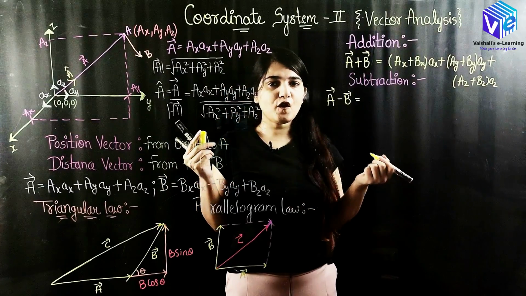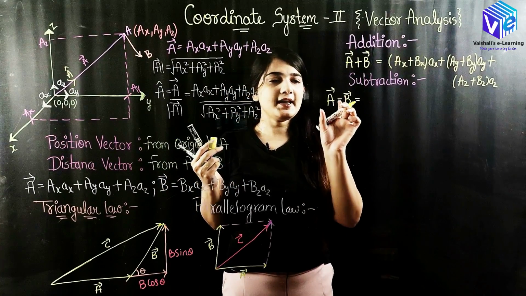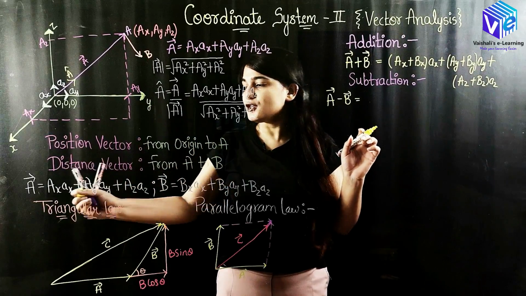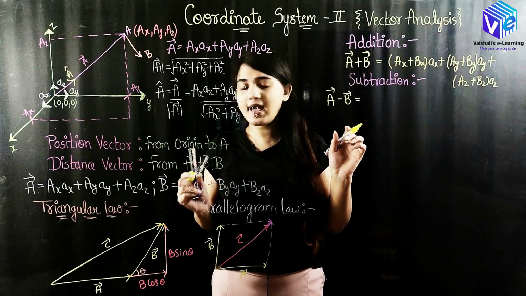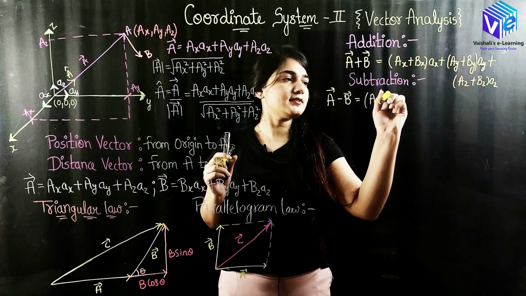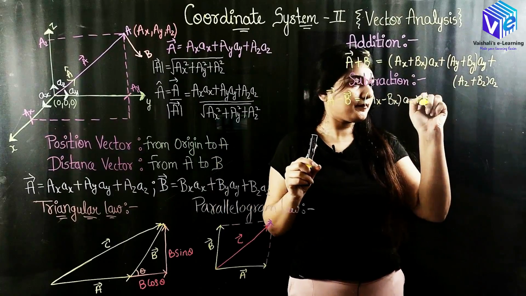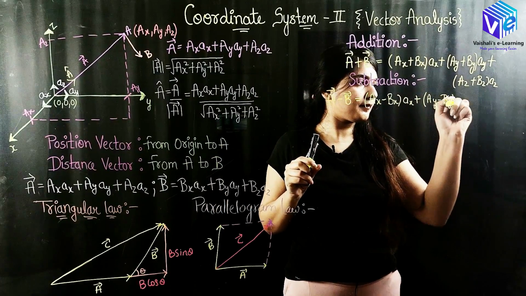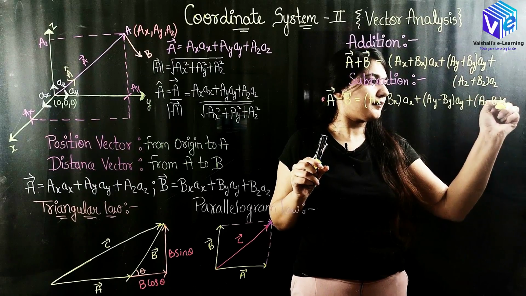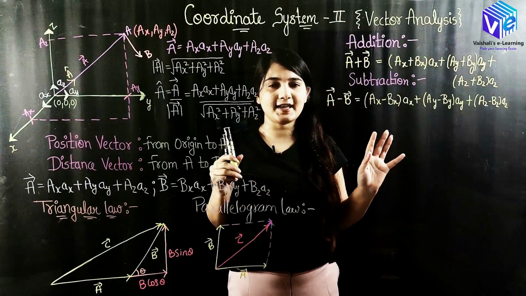Okay, I have to denote a vector minus b vector. How can I represent it? Again, I will be taking the x components of vector a and vector b. So what is the x component? Ax and bx. So I will simply do ax minus bx. Okay, so this is how I can find the vector subtraction as well.